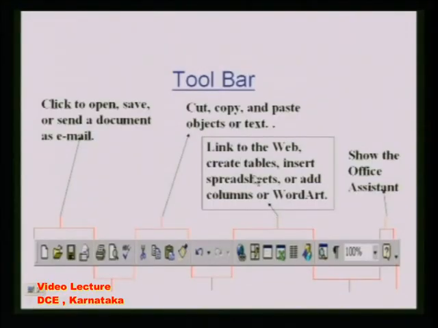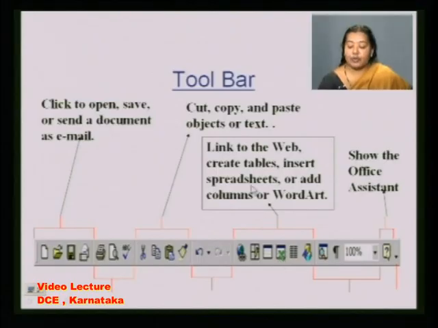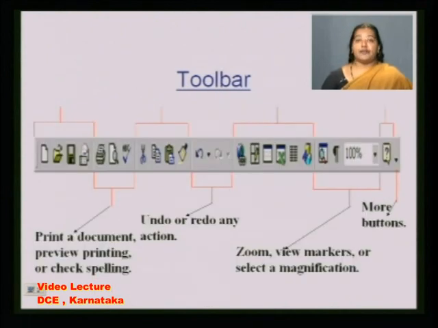Now this option, these things, link to the web, create tables, insert spreadsheets or add columns or word art. So this means it is for Excel. So this options are available. Then the last one is show office assistant, which will help you to run this different tools or to view different options. Now you will see some more.